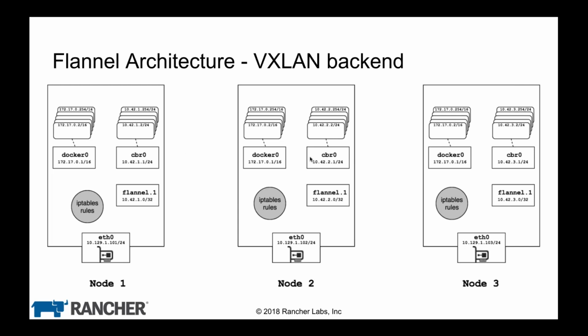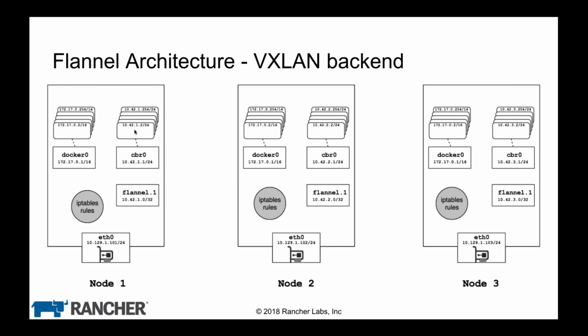10.42.1.1/24. Similarly on node 2, we can see 10.42.2.1/24. Similarly on node 3, 10.42.3.1/24. So here we can see the subnet allocated to each node is unique, and the containers connected to this CBR0 bridge on each node have unique IP addresses. For example, on node 1, I have the 10.42.1.2 IP address for one of the containers. And on each node, we can also see that there is a flannel interface. This flannel interface is the key for the VXLAN encapsulation.